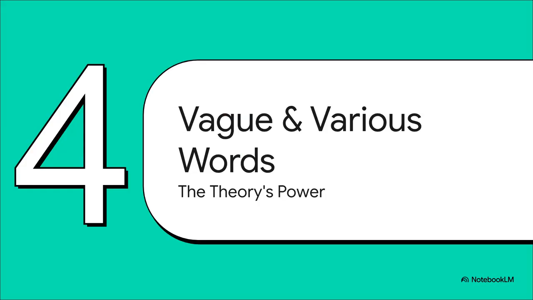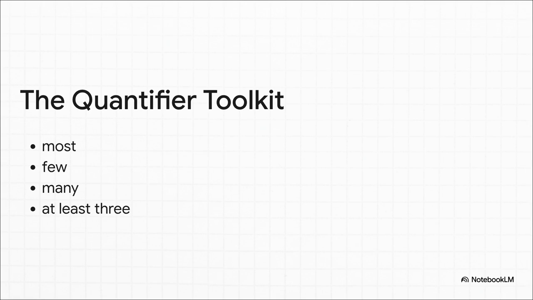Okay, so we've got the theory, and we've got its golden rule. Now for the payoff. Let's see how this powerful new toolkit can finally handle that whole messy variety of words we saw at the beginning. All of a sudden, all of these words just click into place. Most, few, many, and even really specific ones like at least three or more than half. They can all be defined and analyzed inside this one single unified system.